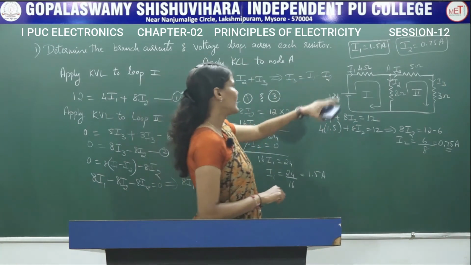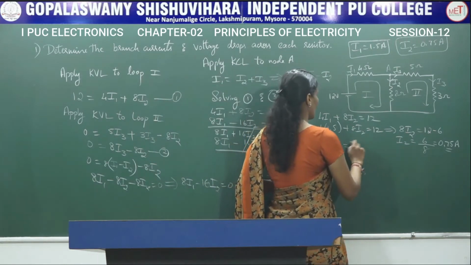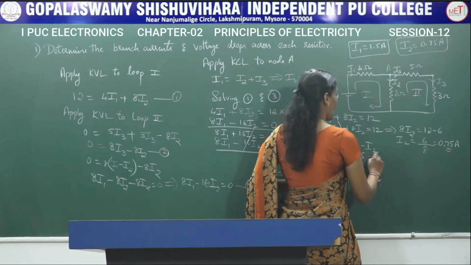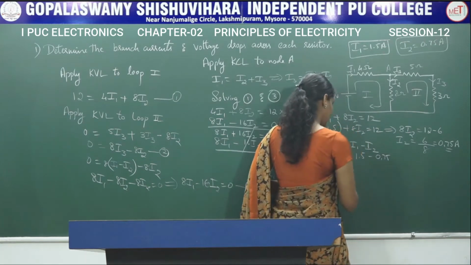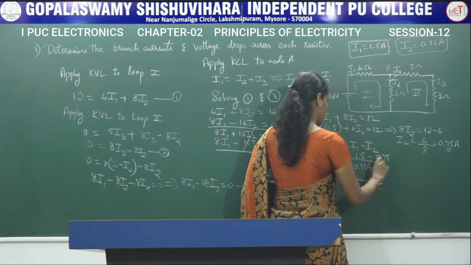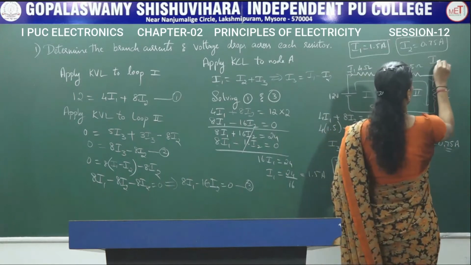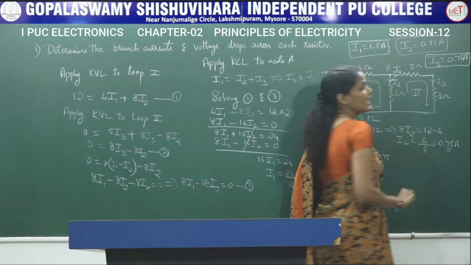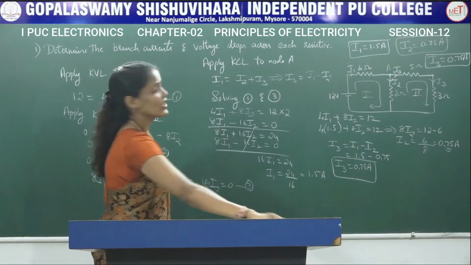Now, we know the value of I1 and I2. Using this expression, I3 is equal to I1 minus I2, where I1 value is 1.5, I2 value is 0.75, then I will be getting I3 as 0.75 amps. So, I1 value is 1.5, I2 is 0.75, I3 is also equal to 0.75 amps. Clear? Now, we have to find out the voltage across each resistor.